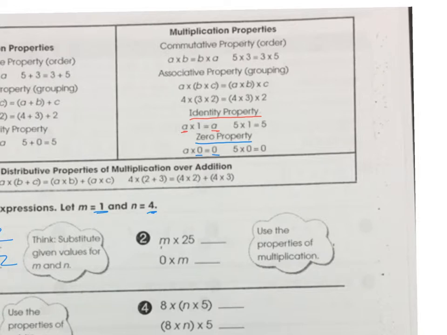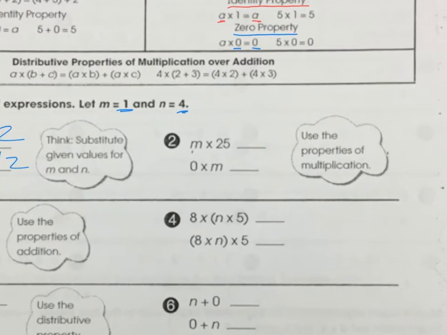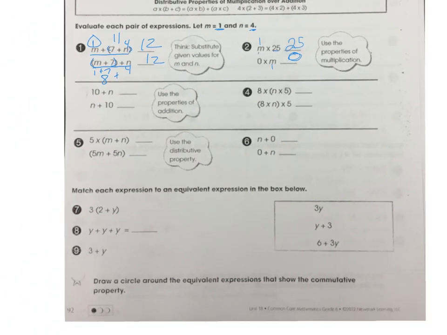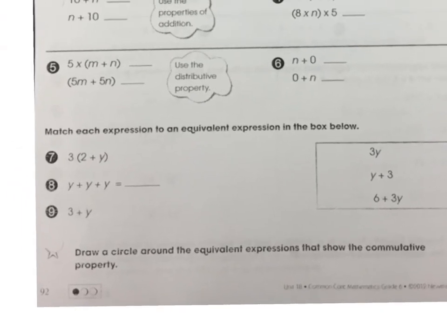Couple more things for you to think about. So we have here m times 25. We know that m is 1, and then it's 1 down here. So this is the identity property. 1 times 25 is always going to be the number. Okay. And then 0 times m is the 0 property. Anything times 0 is 0. Okay. Good.